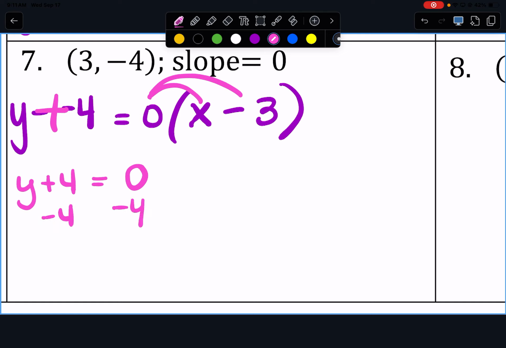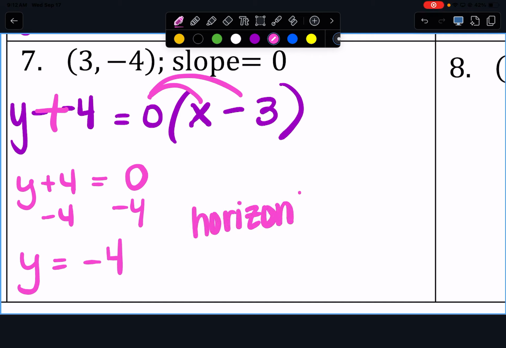Subtract 4, so we get y equals negative 4. You don't need an x in this one, the x goes away because 0 times x is 0. It's one of those straight lines. Is it horizontal or vertical? Horizontal. That is a horizontal line. We know that because it has a slope of 0, so that means it is a horizontal line.